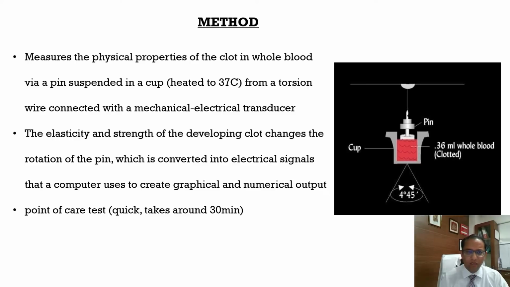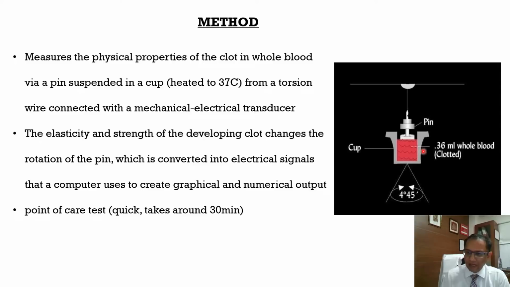So how does it work? Basically there is a pin and a cup. This is a basic model in which there is a pin which is suspended through a torsion wire. If you can see here, this is a pin, and through the torsion wire it is suspended, and there is a cup which is going to be moving around the pin. Now this cup, we fill it with blood, but before that we have to maintain the temperature at 37 degrees Celsius, which is the body temperature. It's like a heated cup.